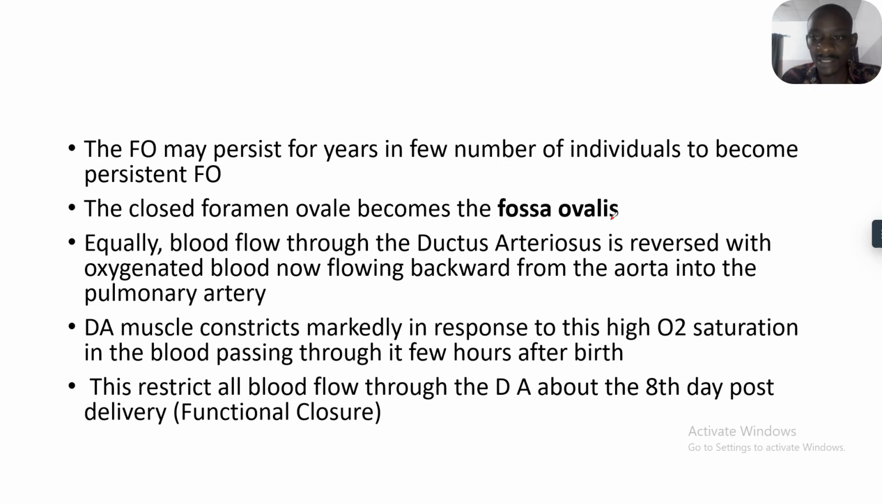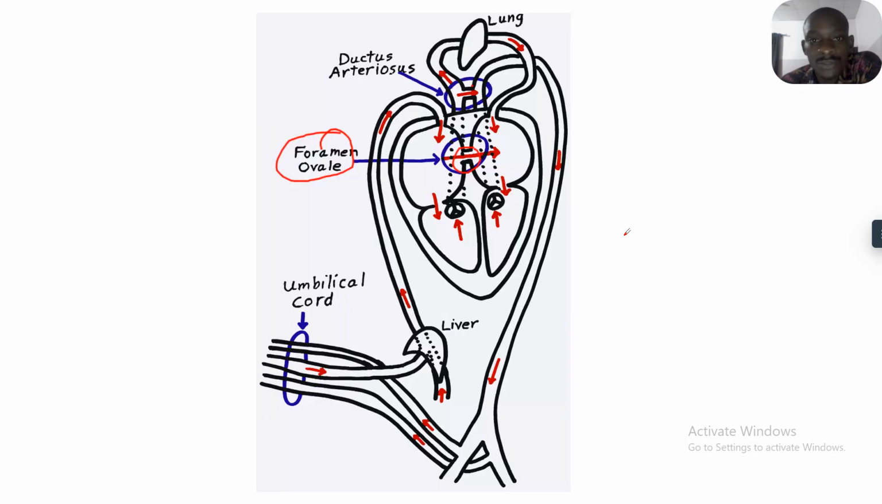is reversed, with oxygenated blood now flowing backward from the aorta into the pulmonary artery. The ductus arteriosus muscle constricts markedly in response to this high oxygen saturation in the blood passing through it a few hours after birth. This constriction restricts all blood flow through the ductus arteriosus by about the 8th day post delivery. That's the functional closure of the ductus arteriosus.